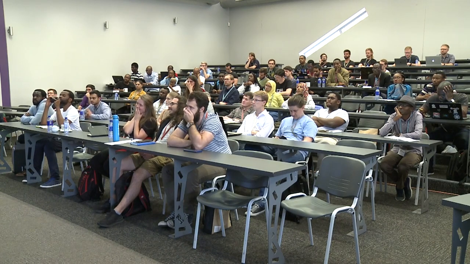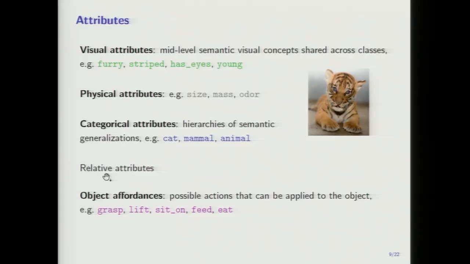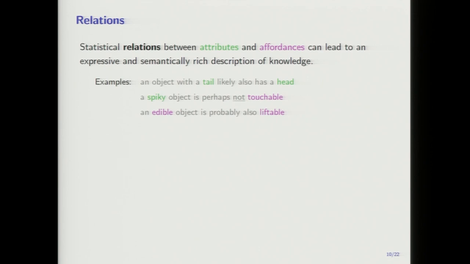And you can then do reasoning with that information. And then also these, what we call affordances, so these are the actions that we can do with objects. So you can define all these things, and you can then try to find relations between them. So it's this idea of relations. So there are a few examples. If we see a tail, then it's likely that the object also has a head. Spiky object is perhaps not touchable, and so on.